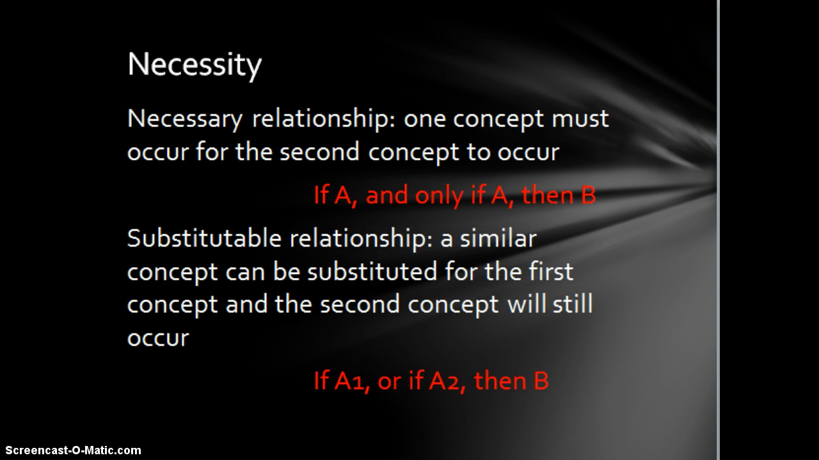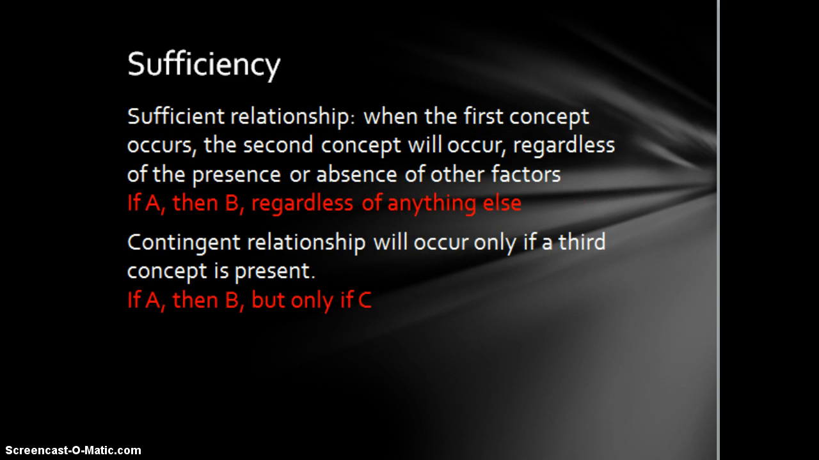A necessity relationship means that one concept must occur for the second concept to occur. If it's a substitutable relationship, a similar concept can be substituted for the first concept and the second concept will still occur. A sufficient relationship is when the first concept occurs, the second concept will occur regardless of the presence or absence of other factors. A contingent relationship will occur only if a third concept is present. In your book on page 123, there are some good examples and explanations of these relationships.